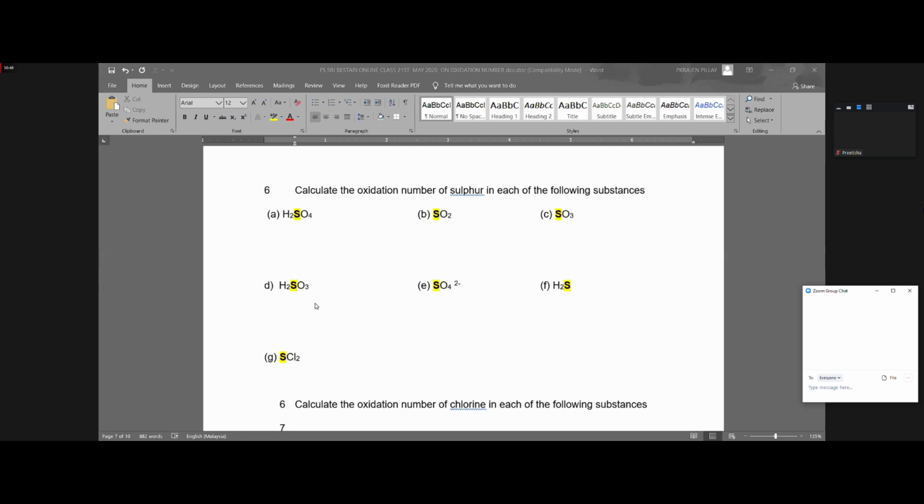Underline for sulfur, we're working for sulfur. H is +1, remember that. How much is it? -2, okay, correct. Okay, last one.